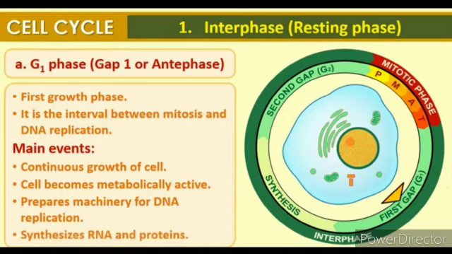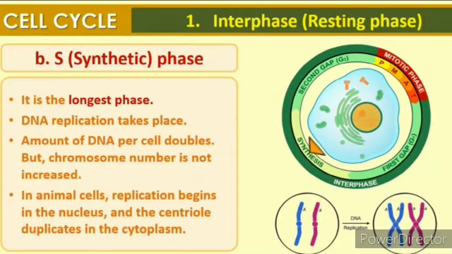G1 phase corresponds to the interval between mitosis and the initiation of DNA replication. During G1 phase, the cell is metabolically active and continuously grows but does not replicate its DNA. S or synthesis phase marks the period during which DNA synthesis or replication takes place. Okay, replication takes place in the synthesis phase, S phase.